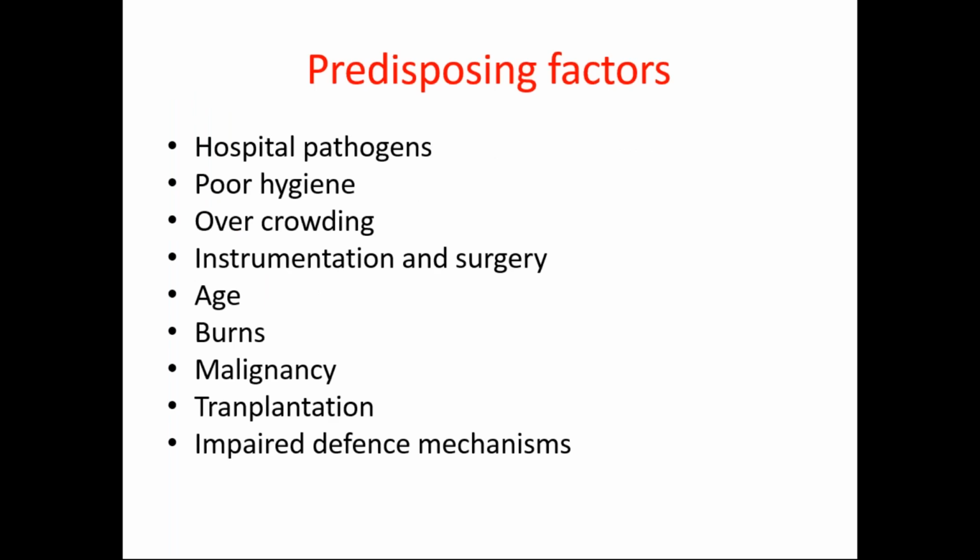Next, what are the predisposing factors? First, hospital pathogens. The type of pathogens which are present is also dependent upon the rate of hospital-acquired infection. Next, poor hygiene. Usually, patients who are malnourished and have weak immunity are more prone to hospital-acquired infections than healthy persons.